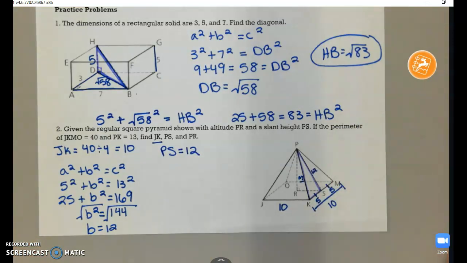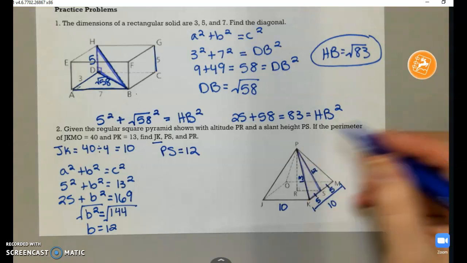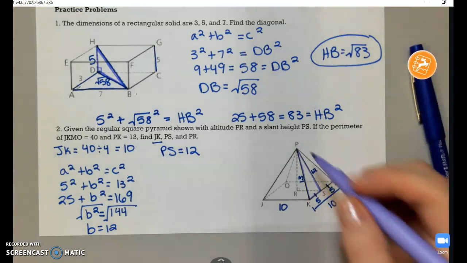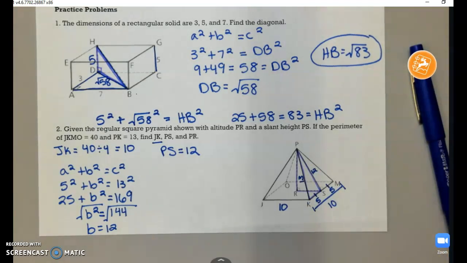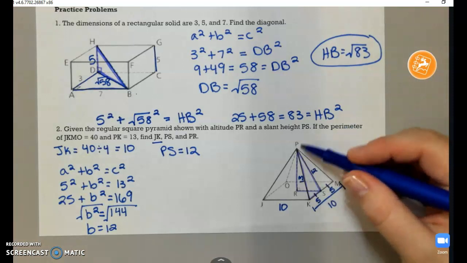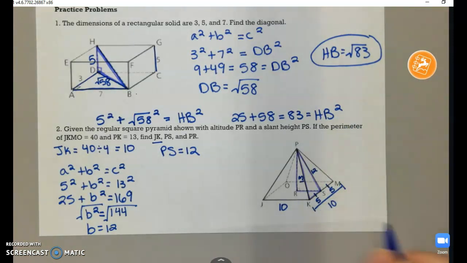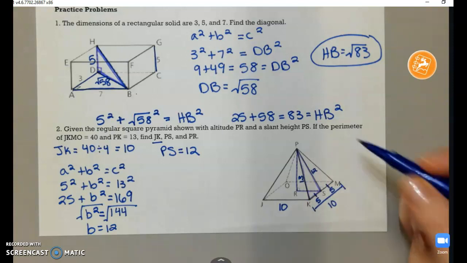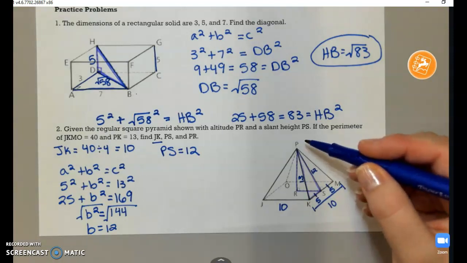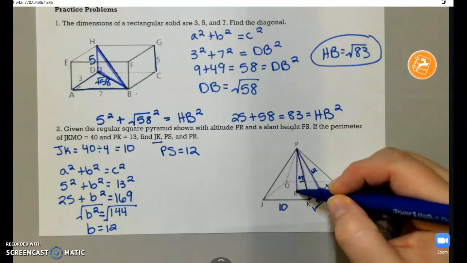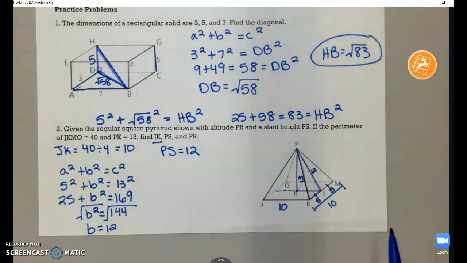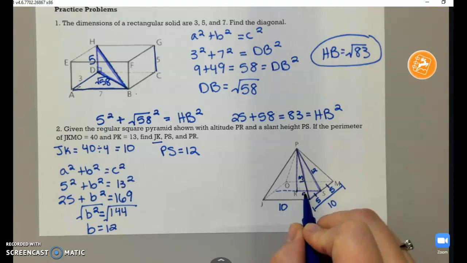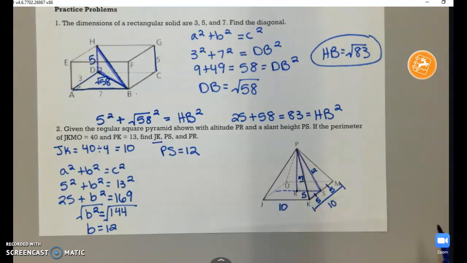And then last but not least, we want to find our length PR, which was our altitude. So I'm going to have to look at an additional right triangle here, where in this case, PS is the hypotenuse, PR that we're looking for is one of the sides, and RS is the other side. And again, I know that this altitude goes to the center of my base. So that means that it is halfway across this length. And this length is also 10, so that means RS is 5 if it's at the halfway point, it's at the center.